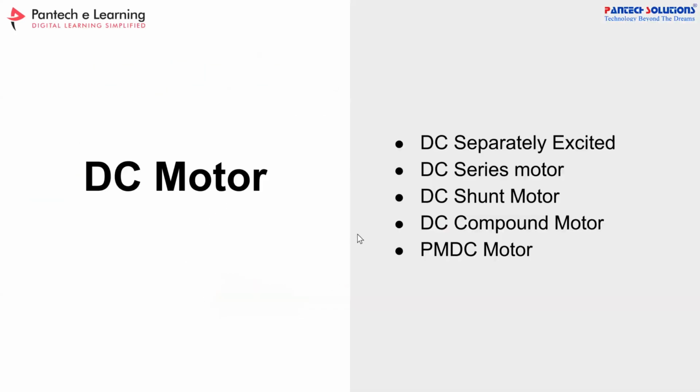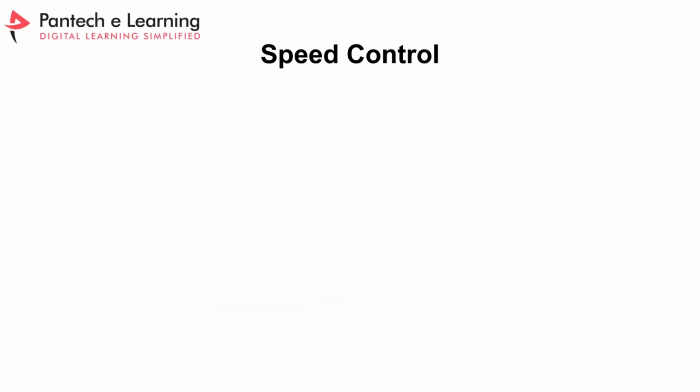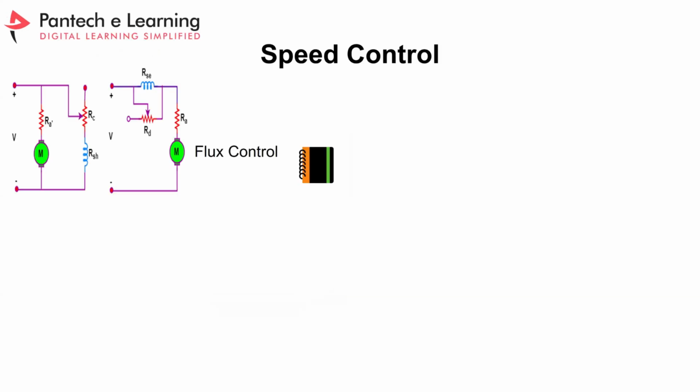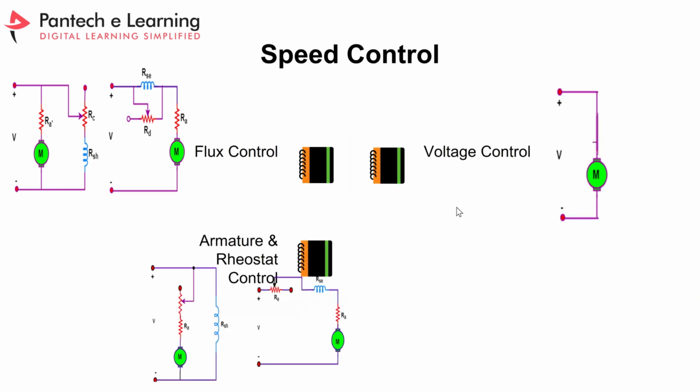The types of DC motor are series, separately excited, shunt, and compound motors. Now, how can speed control be achieved? Either by field control or armature rheostat control. Finally, with the help of power solid state switches, we can implement the voltage control method. So how can the voltage be controlled?